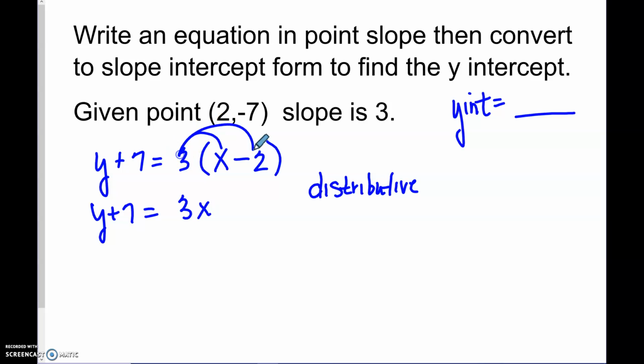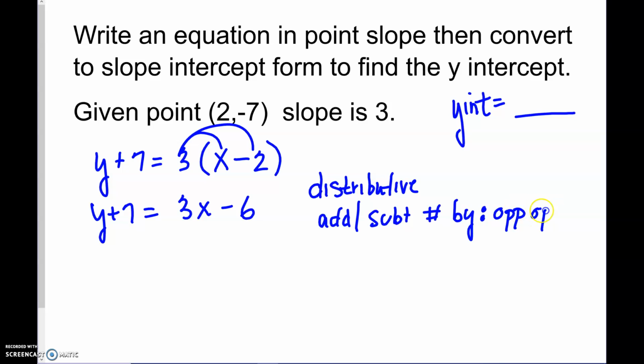3 times negative 2 is a negative 6. All right, and then the next thing we always need to do is either add or subtract the number by y. Okay, and we always do the opposite operation. And because that says a plus 7, what are we going to do?